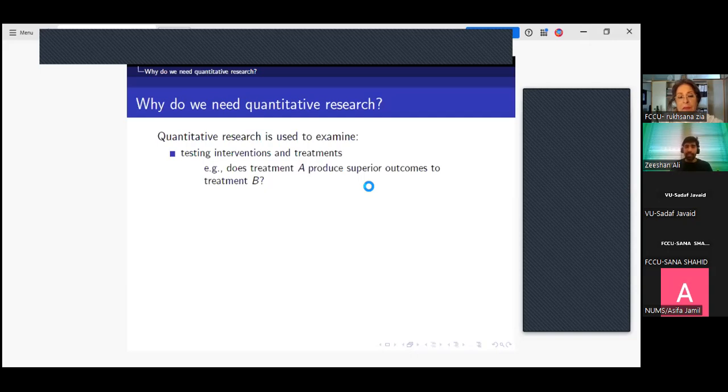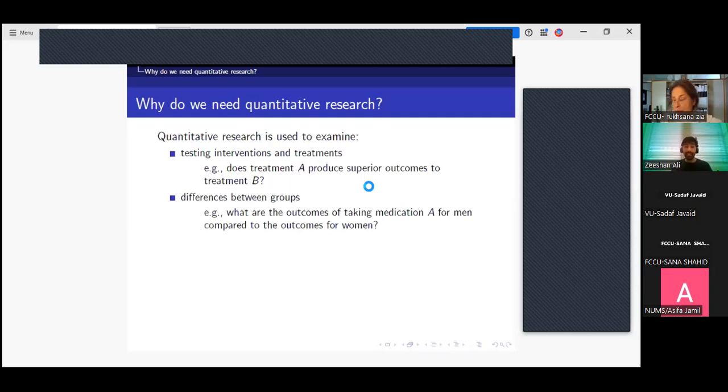The second important reason to conduct quantitative research is finding the differences between groups. For example, I have medication A and I'm interested to know how that specific medication affects men as compared to women. So this could be the second possible way of looking at quantitative research.